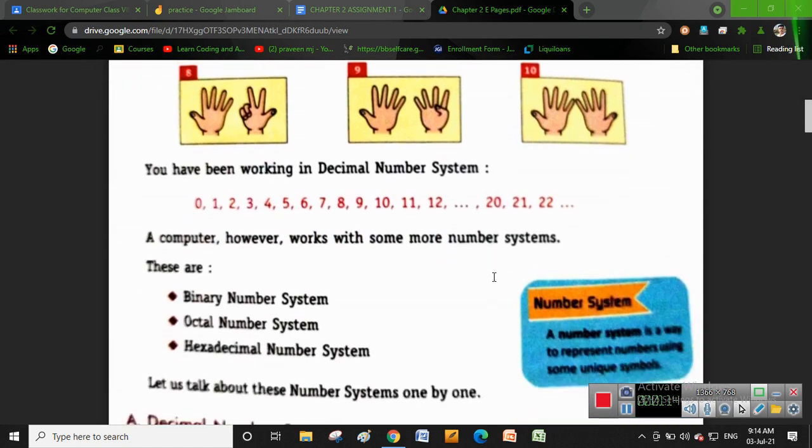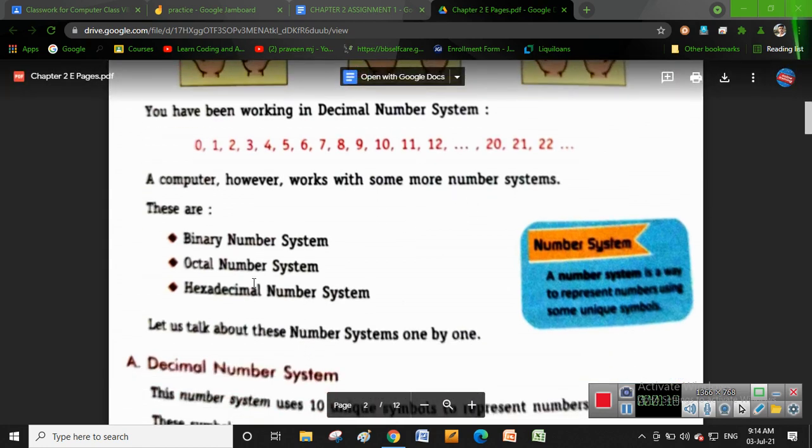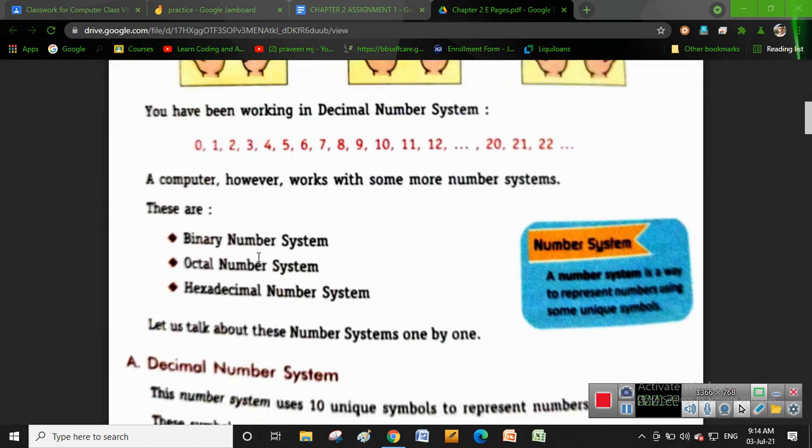Apart from this, we also discussed three other types of number systems: binary number system, hexadecimal number system and octal number system. The binary number system contains two numbers, 0 and 1. Octal contains 8 numbers, that is 0 to 7. Hexadecimal consists of 0 to 15, that is a total of 16 digits. From number 10 to number 15 we say A B C D E F.